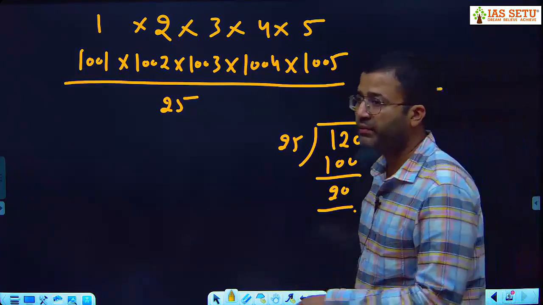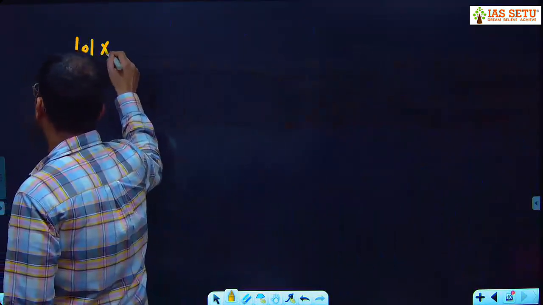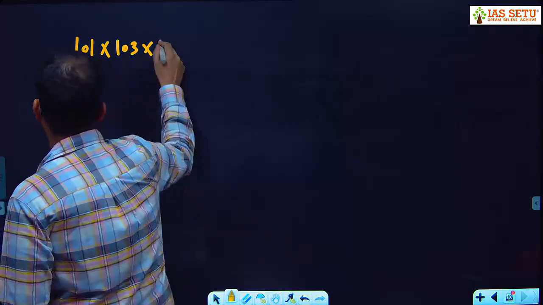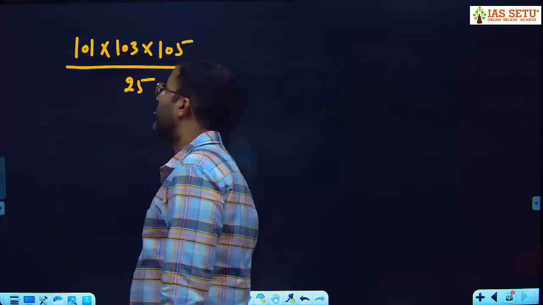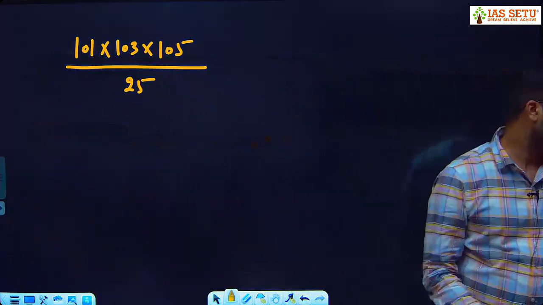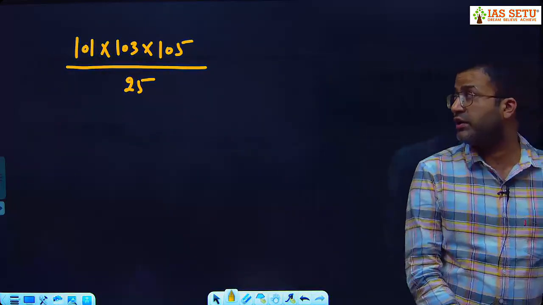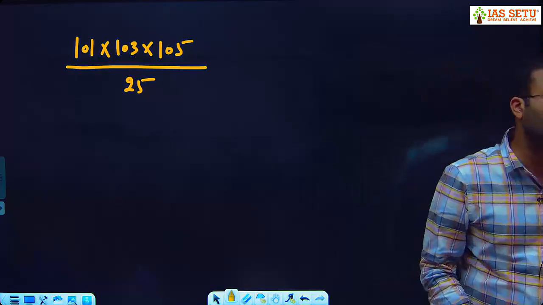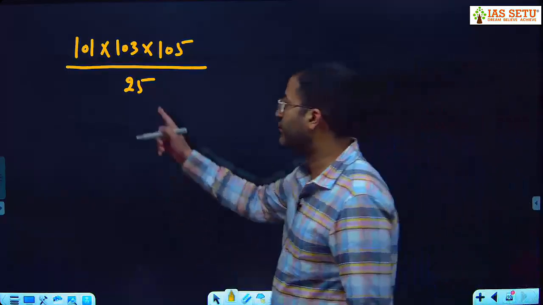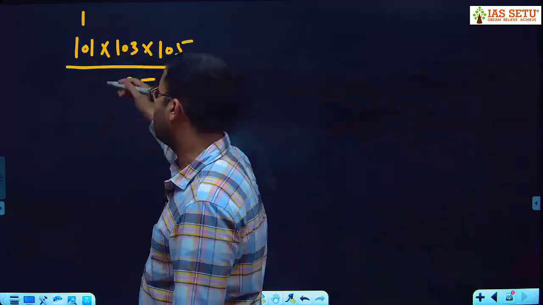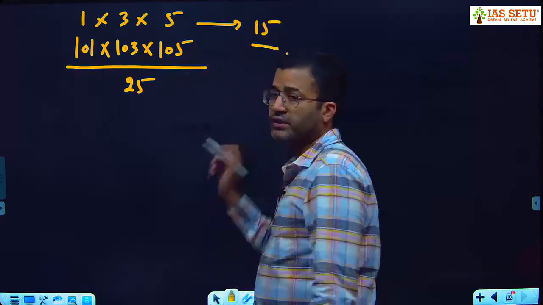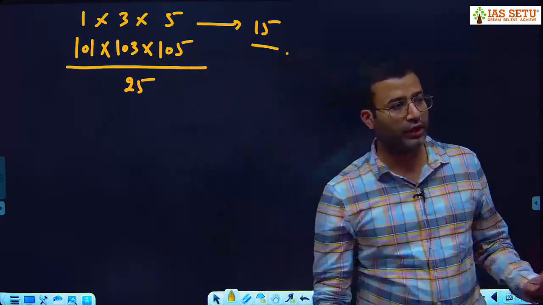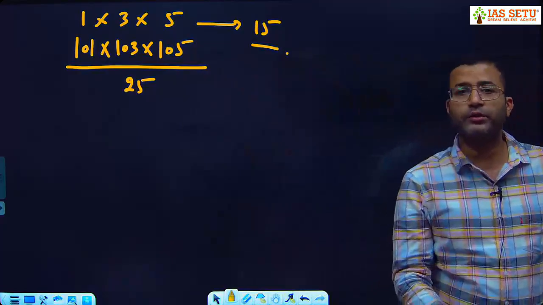One more question, then I take remainder theorem 3. 101 into 103 into 105 divided by 25. What is your remainder? So here 101 with respect to 25 gives remainder 1. 103 gives you 3. 105 gives you 5. We multiply. Our answer here is 15. All of you okay? Any doubt in remainder theorem 2?